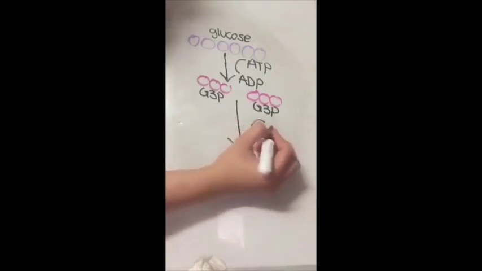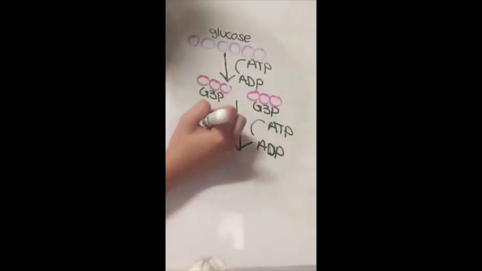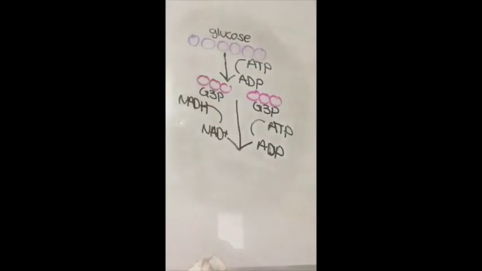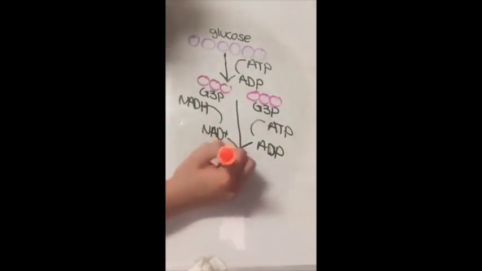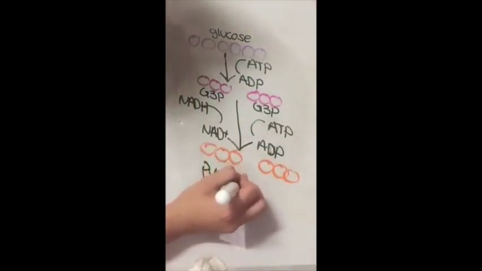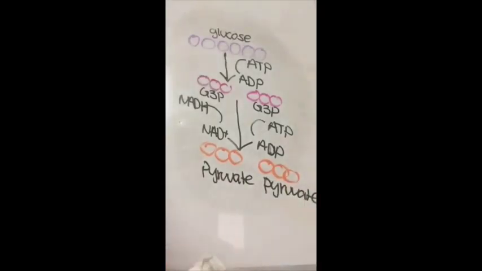These molecules undergo a series of reactions, resulting in 2 pyruvates forming. The energy released is used to reduce 2 NAD+ molecules to 2 NADH molecules. Glycolysis results in a net gain of 2 ATP.